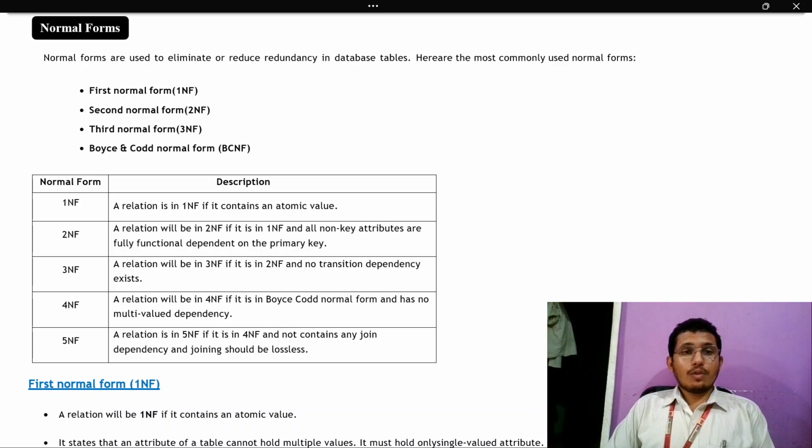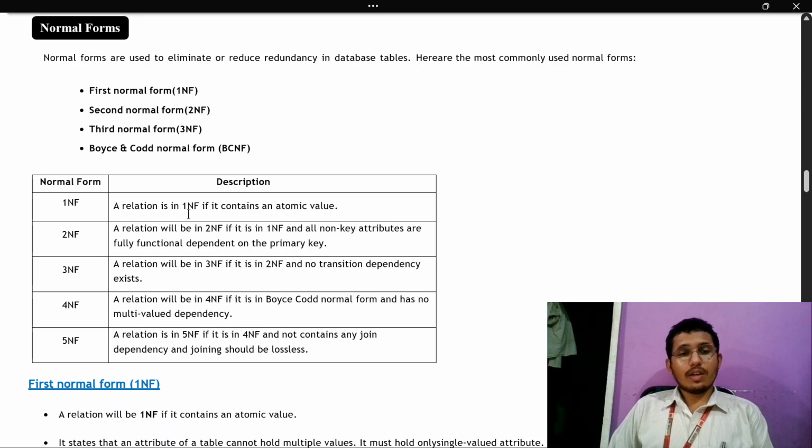Normal forms are used to eliminate or reduce redundancy in database tables. To achieve normalization, we use normal forms. Here are the most commonly used normal forms: 1NF, 2NF, 3NF, and Boyce-Codd normal form. 1NF is the first normal form, 2NF is the second, and 3NF is the third normal form. There are also 4NF and 5NF. Let us see a brief description.